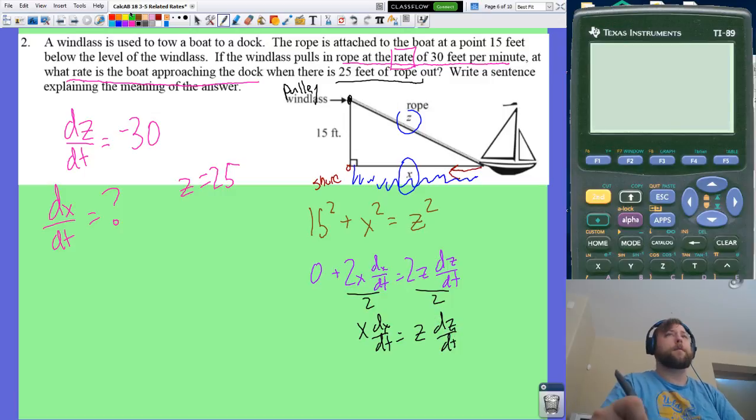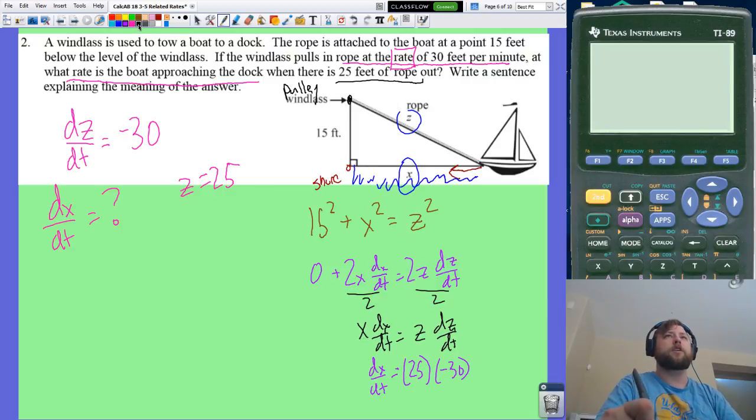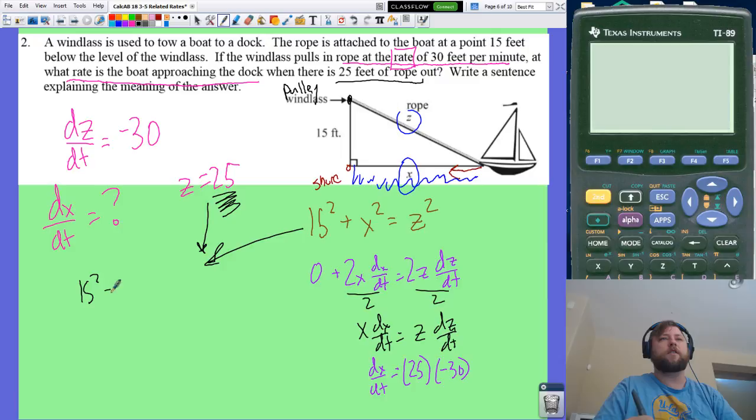All right, now I'm going to plug things in. So the problem is I don't know my x. So I can plug in my z. Let's plug in what I can. 25. And I know my dz/dt equals -30. And I'm trying to find my dx/dt. But I don't know my x. But I do have this equation. And I'm looking at the case when z equals 25. So I'm going to plug in this, and I get 15 squared plus x squared equals 25 squared. Now I can use that to solve for x.